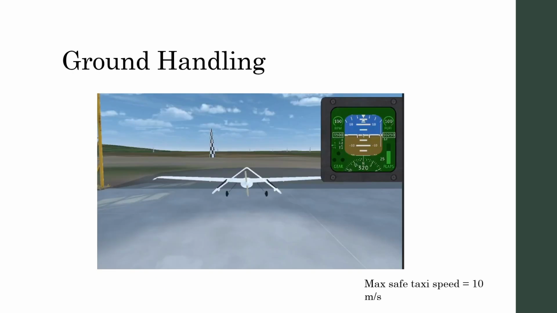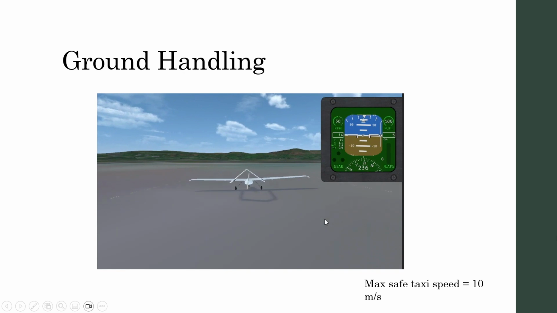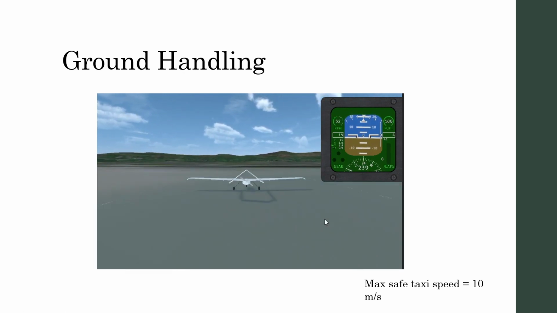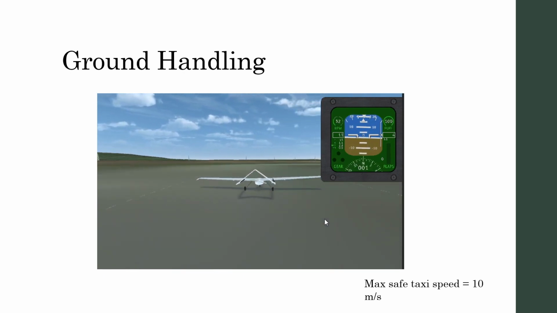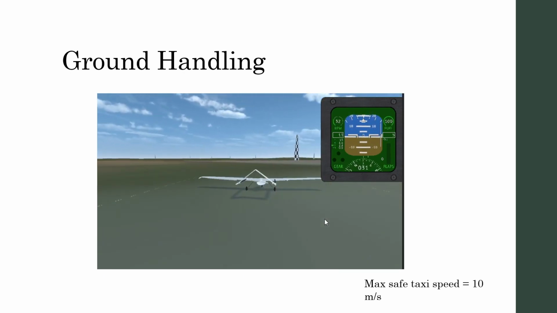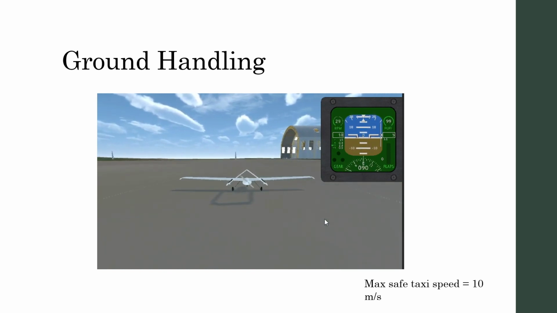The ground handling is shown in this video, and the maximum safe ground handling speed of the Albatross was around 10 meters per second, and anything more than this could be taxied at around 14 meters per second. However, at 14 meters per second, it's less safe and more risky for the pilot.